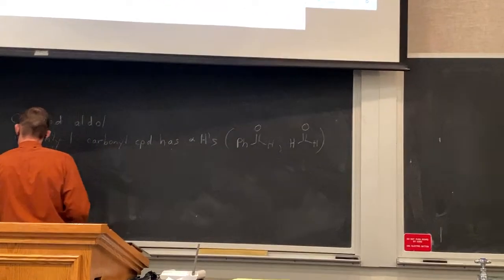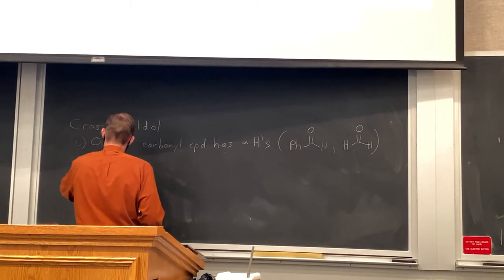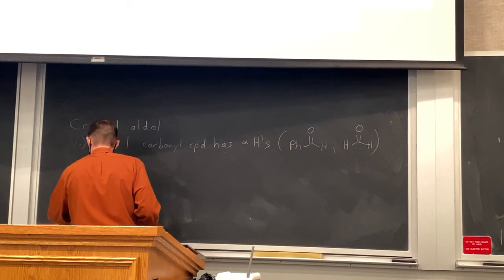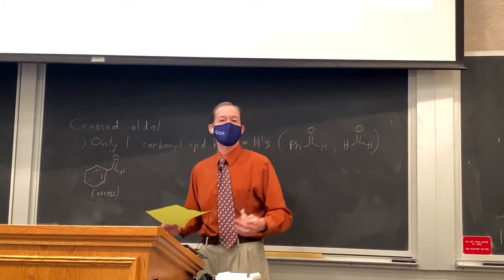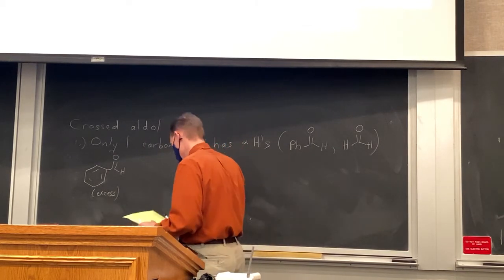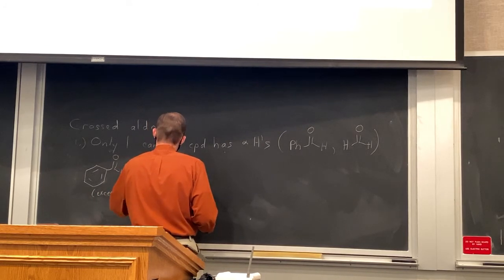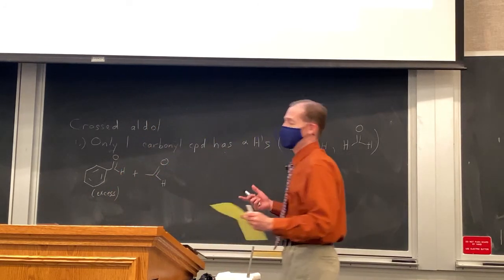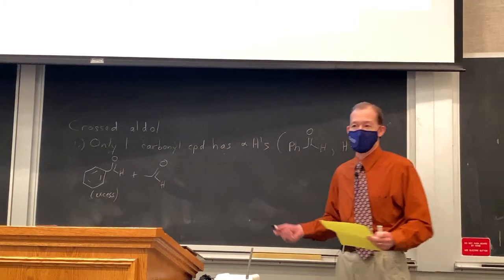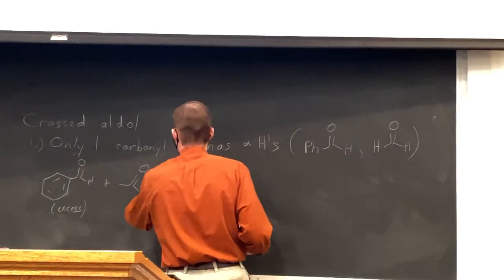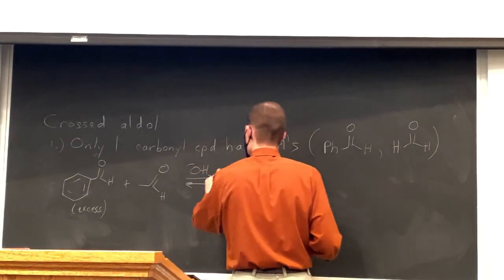Okay, so we'll show you an example of how this would work. We'll use benzaldehyde. We're going to use it in excess. In practical terms, that means we're typically using 10 equivalents or more of that species. We'll use acetaldehyde in this case as our carbonyl compound that does have alpha hydrogens. So we're going to react that with hydroxide and water.